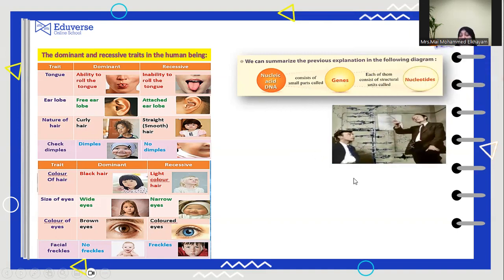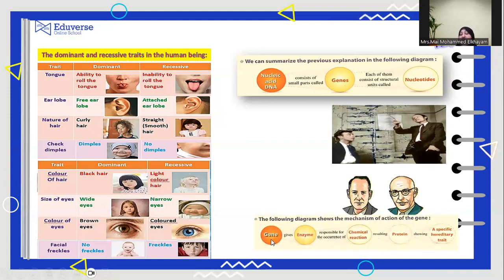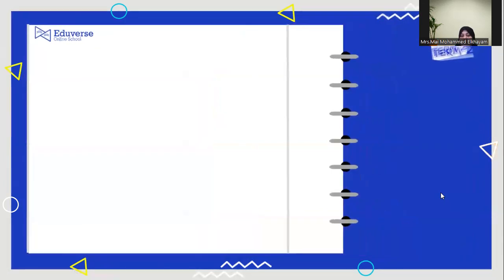These two are Watson and Crick, who made the model for the double helix of DNA. Beadle and Tatum received the Nobel Prize for what they concluded and discovered about how genes work. Let's summarize it. Genes form enzymes. Enzymes are responsible for the occurrence of a chemical reaction. This chemical reaction results in the formation of protein. This protein is responsible for the showing of a specific hereditary trait.